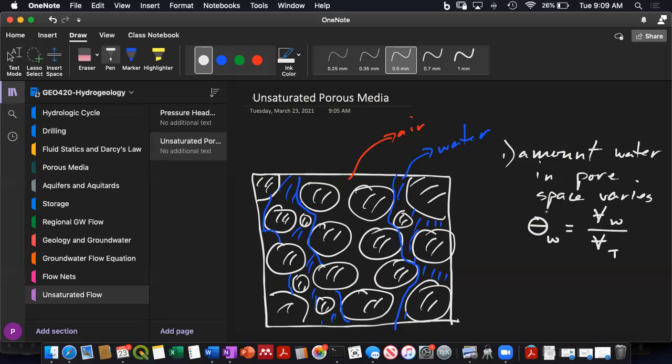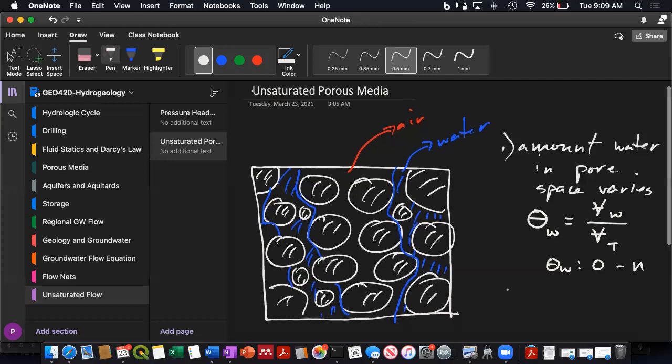What's the maximum that volumetric water content can have? Well, if I'm in a porous media, can my volume of water be equal to 1? The most I can have is all my pore space full of water. So this varies between 0 and n. Another important thing is that the distribution of water is not uniform.